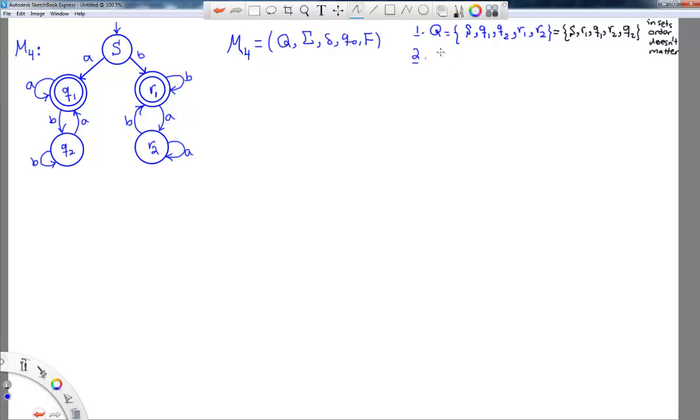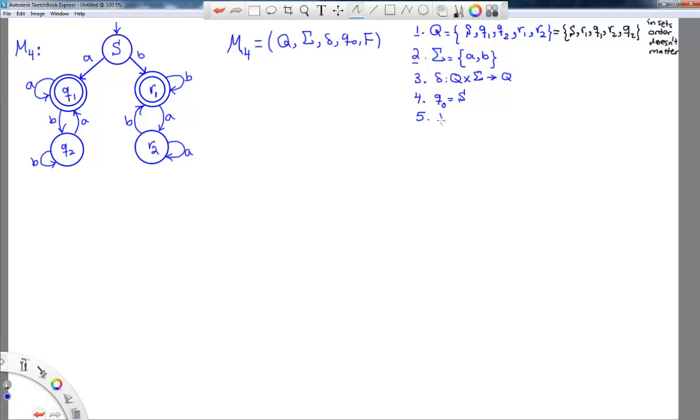Second element I need to define is the alphabet, sigma, which is a finite set. And in this example, sigma is made of symbols A and B. Remember, in the previous examples, the alphabet was 0, 1. In this example, the alphabet is A and B. 3. Delta is a transition function, which is going to be over Q cross sigma onto Q. 4. Q sub 0, my initial state, is equal to S.